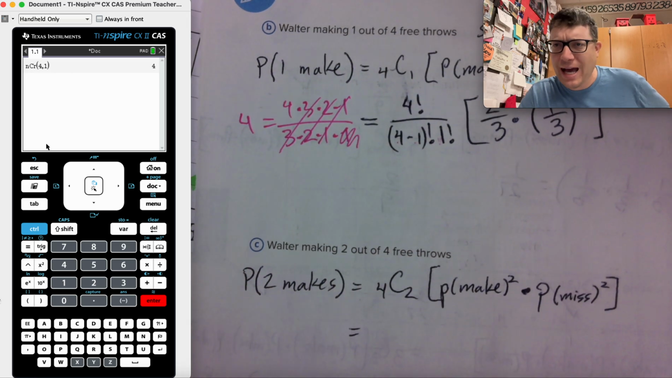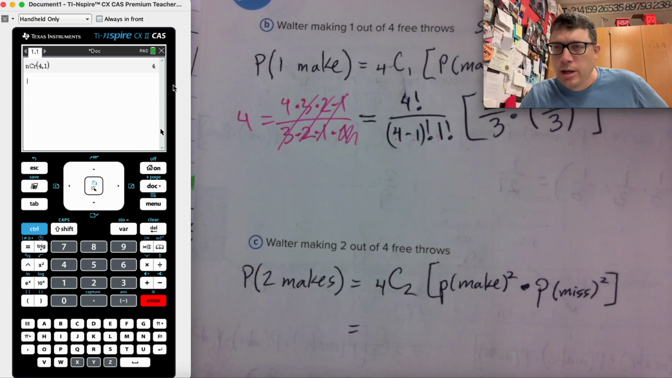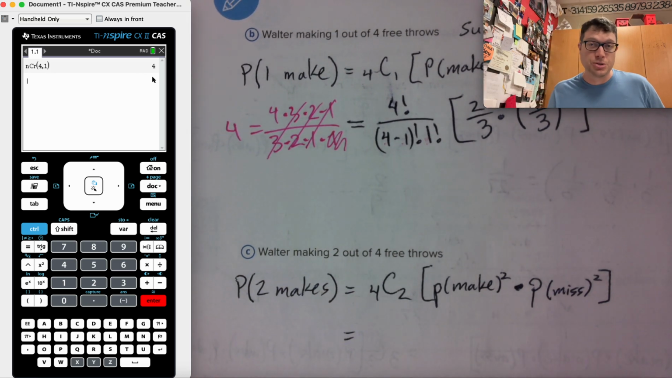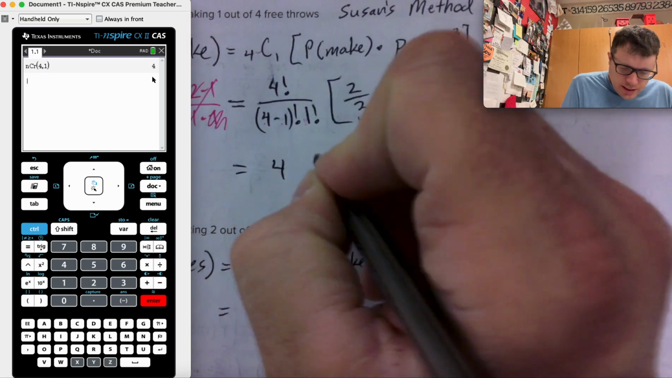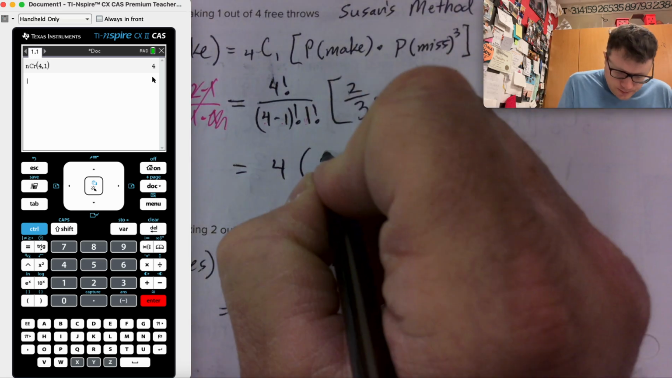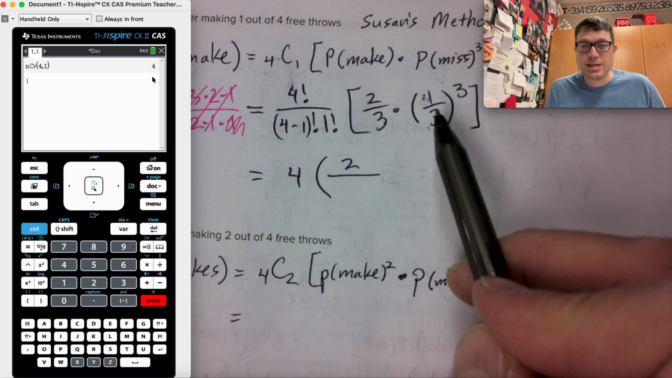And then we have the calculator. And in the calculator, we're looking at how 4 shots, making 1 of them, there's 4 different ways to do it. So there's this consistency of 4. Susan's method is working. Now we need 4 times 2 times 1 times 1 times 1. And on the bottom, 3 times 3 times 3 times 3.